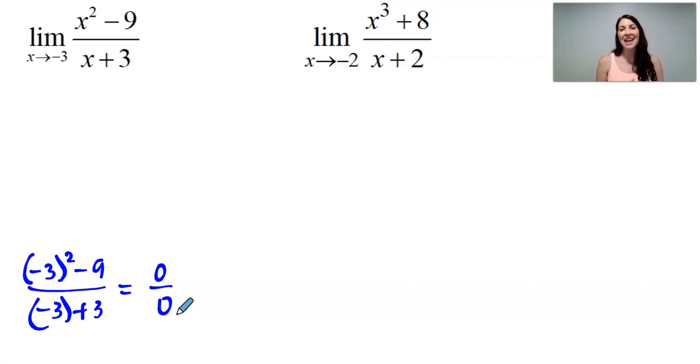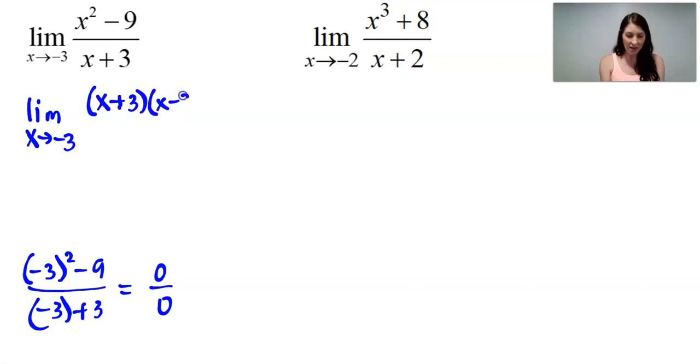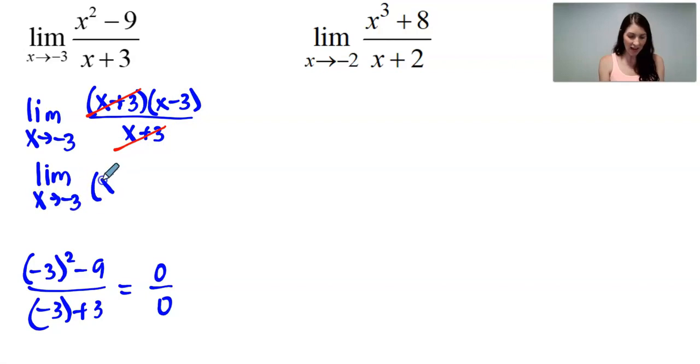That means we must do algebra so that we can use direct substitution after we simplify. And once again, the algebra strategy I'm going to use here is factoring. Don't forget, keep that limit notation. This is the limit as x approaches -3 of, the numerator is a difference of squares, which factors into (x plus 3) times (x minus 3), over the denominator of x plus 3. These factors cancel, leaving you with the limit as x approaches -3 of x minus 3. And we met our goal.